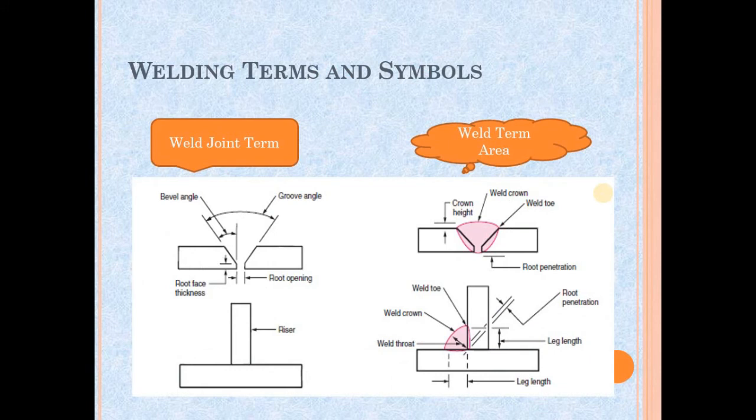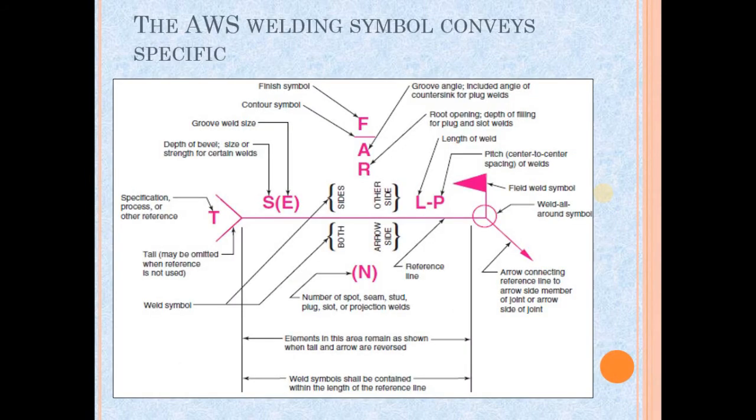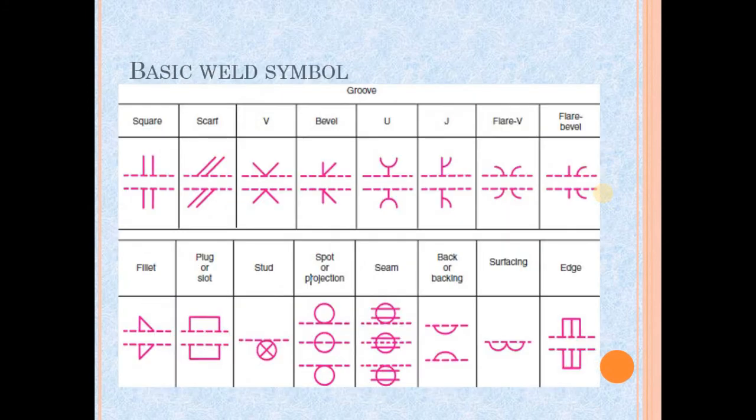Next, I will explain about the welding terms and symbol. For weld joint terms, it has bevel angle, groove angle, root face thickness, root opening, and the T-shape on top of the metal is called reinforcement. For the weld area terms, it has weld crown, weld toe, and crown height. This is the welding symbol that conveys specific information. This is the basic weld symbol for the welder to know how they should weld the metal.